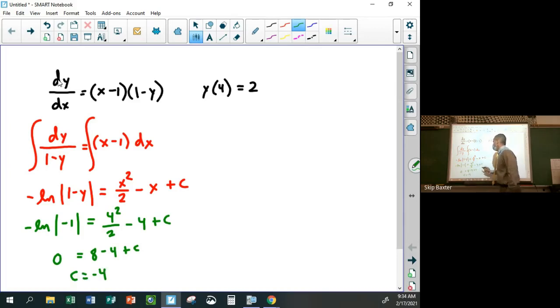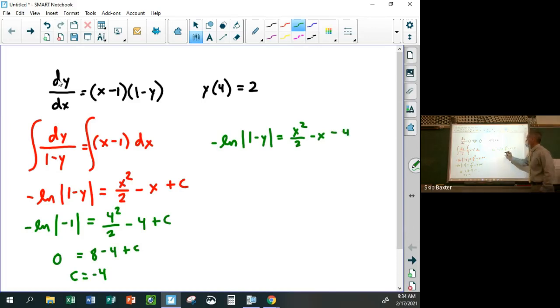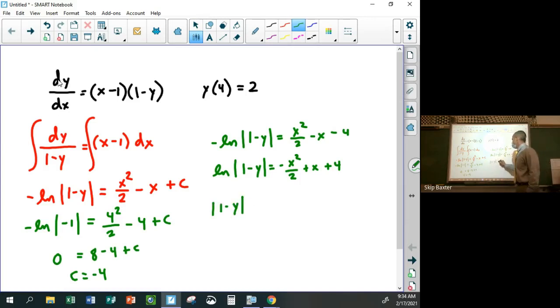So now you have negative ln absolute value of 1 minus y equals x squared over 2 minus x minus 4. So if you divide by negative 1, you have ln absolute value of 1 minus y equals negative x squared over 2 plus x plus 4, right? Then e both sides, so absolute value of 1 minus y equals e to the negative x squared over 2 plus x plus 4. And then you're wondering, how do you get this out of the absolute value?